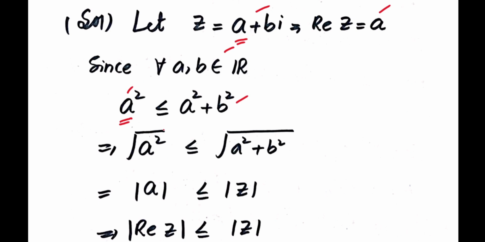Taking square root on both sides, this becomes the absolute value of a, because in case a is negative, then the square root is equal to minus a, and if a is positive, then the square root is positive a. So we can write it in the form of absolute value, and this is the definition of z modulus. As a is the real part of z, replace a with the real part of z. Hence the absolute value of the real part of z is less than or equal to the absolute value of z.